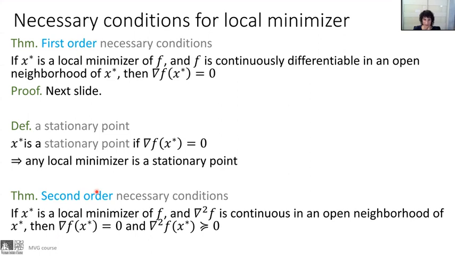We have also the second order necessary conditions. X star is a local minimizer of F, and the Hessian is continuous in an open neighborhood of X star. Then the gradient vanishes, and the Hessian at this point is a PSD matrix, a positive semi-definite matrix. This is a necessary condition. Anybody has an idea about a function, even in 1D, that satisfies the necessary condition, but does not have a local minimizer? Anybody has an idea?